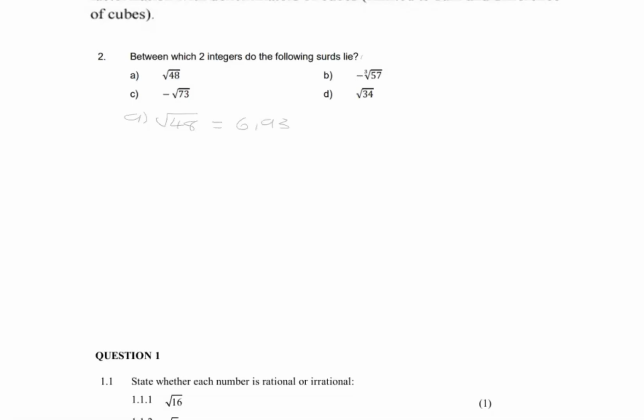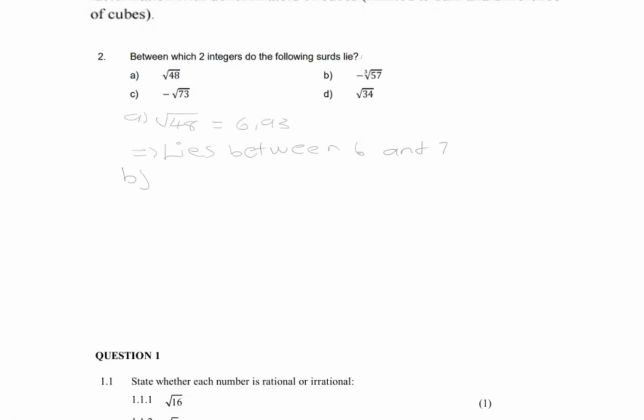Okay, so we have 6,93. 6,93 falls between 6 and 7. So the answer for this question is that this set lies between 6 and 7. So you are done with the question. It's simple as that.